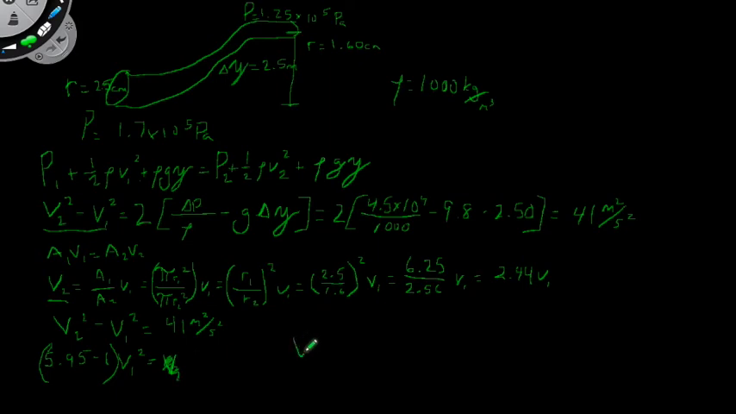I'm going to write it as v1 is equal to the square root of 41 divided by, and I'm going to take this little part here, and since it's multiplied, I'm going to take it and make it 4.95. And when I solve for that, I should get 2.87 meters per second.